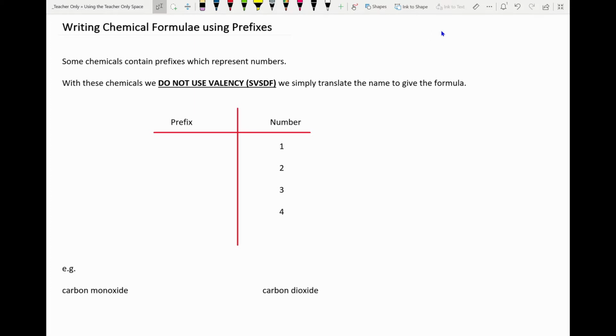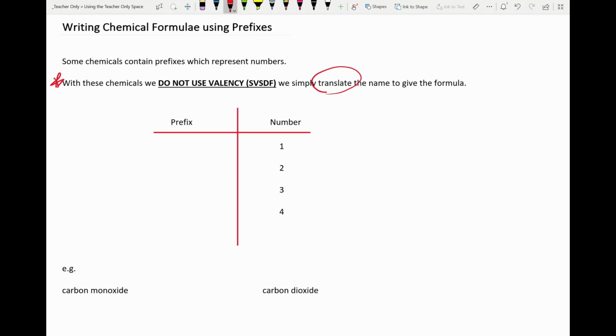Now these prefixes come from the Greek language and they represent numbers. The really important thing that we need to remember is that when we have one of these examples, we do not use the valency rules. We don't use SVSTF or any other method. We simply translate the name to give the formula.